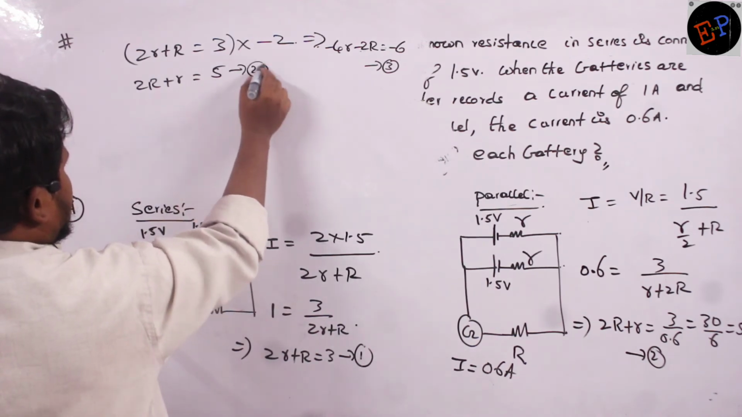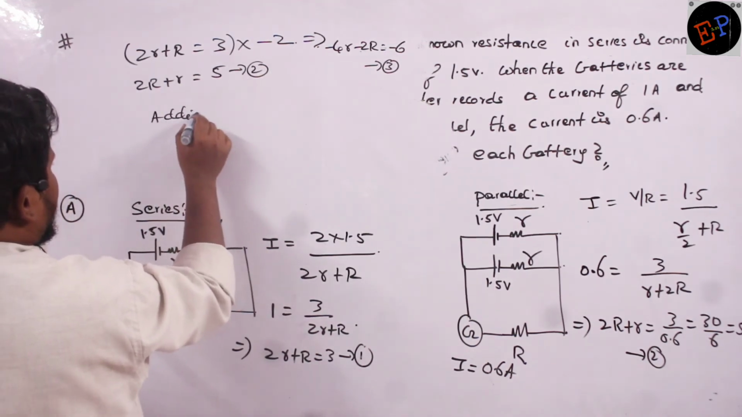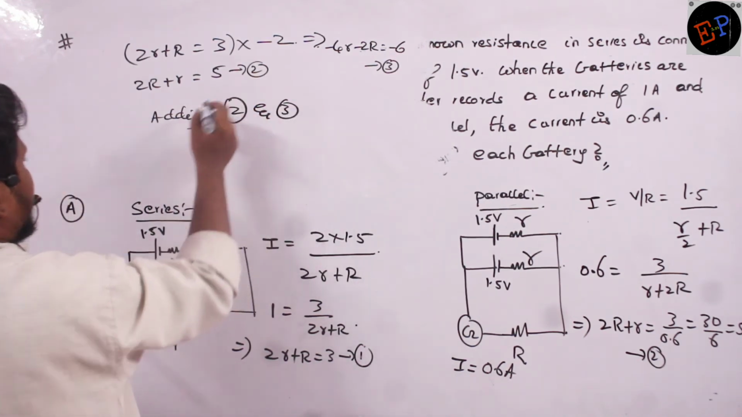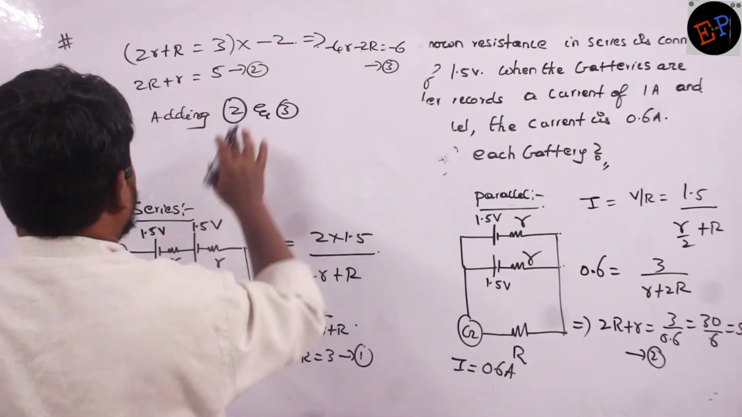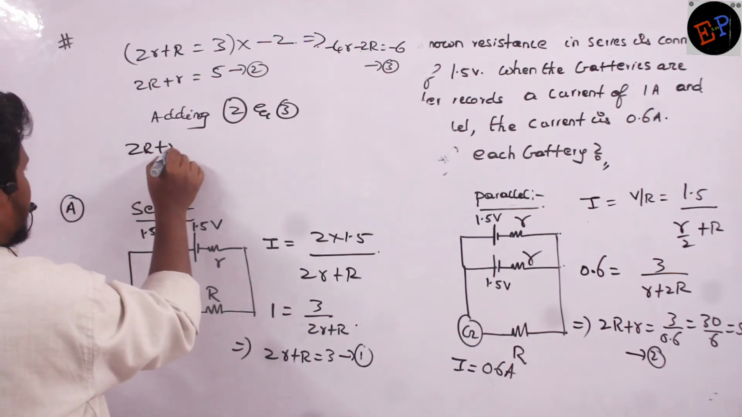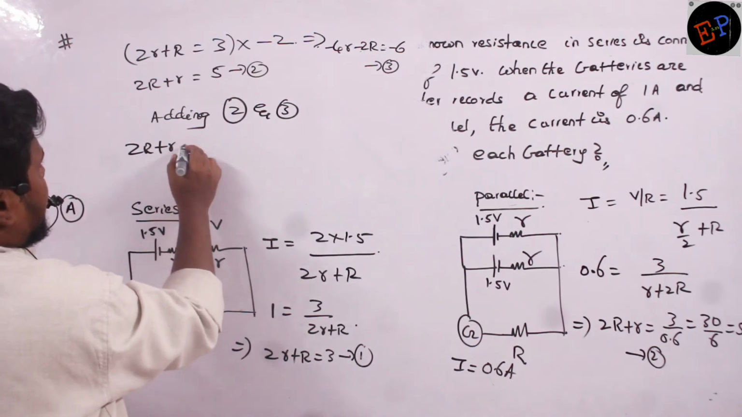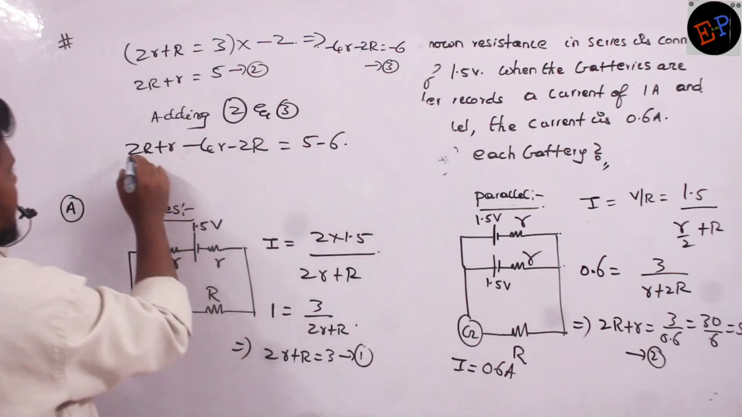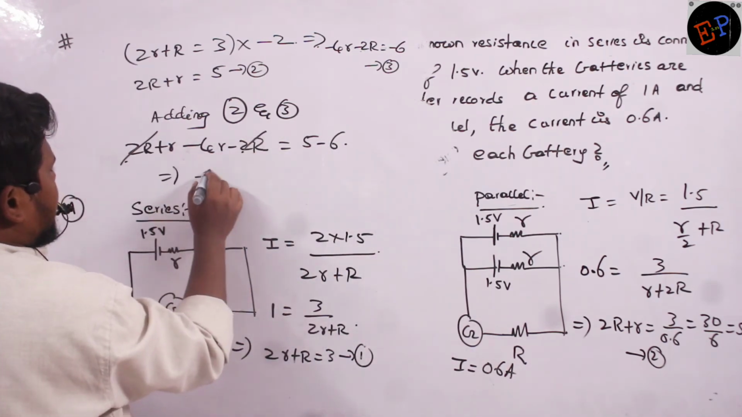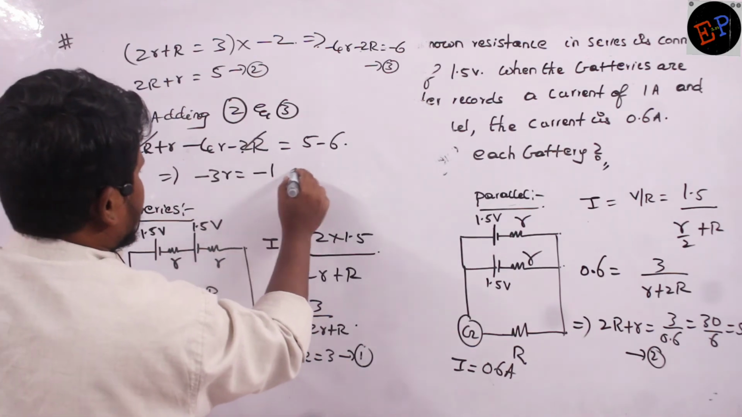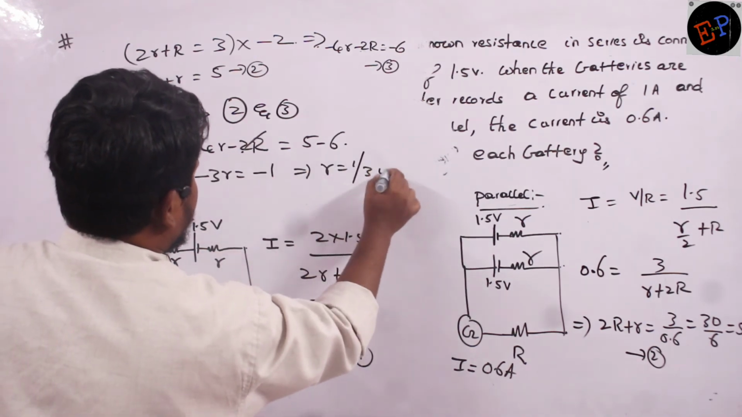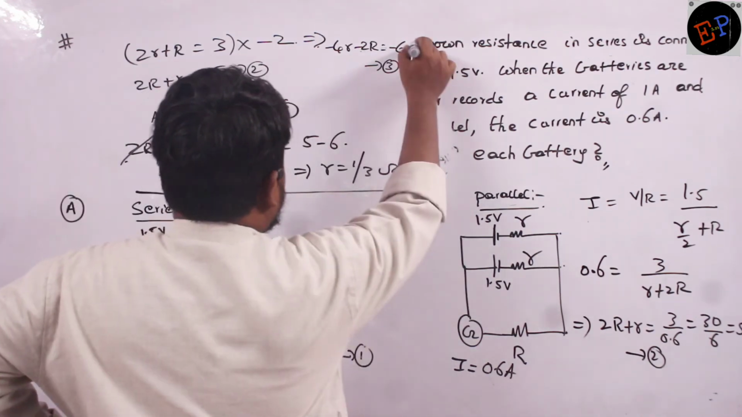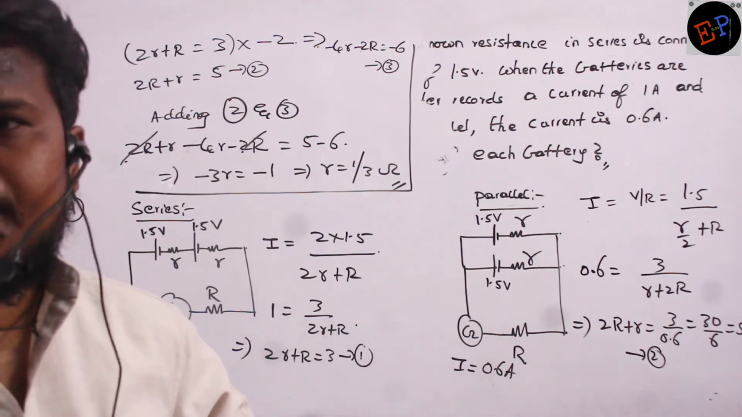So this is my second equation. So adding 2 and 3. Why am I adding? Because here I have 2R, here I have minus 2R. So therefore 2R plus R plus minus 4R minus 2R is equal to 5 minus 6. So 2R gets cancelled. Minus 3R is equal to minus 1. So therefore R is equal to 1 by 3 ohms. That is my answer. Is it clear? Techniques of solving the problem. That's it.